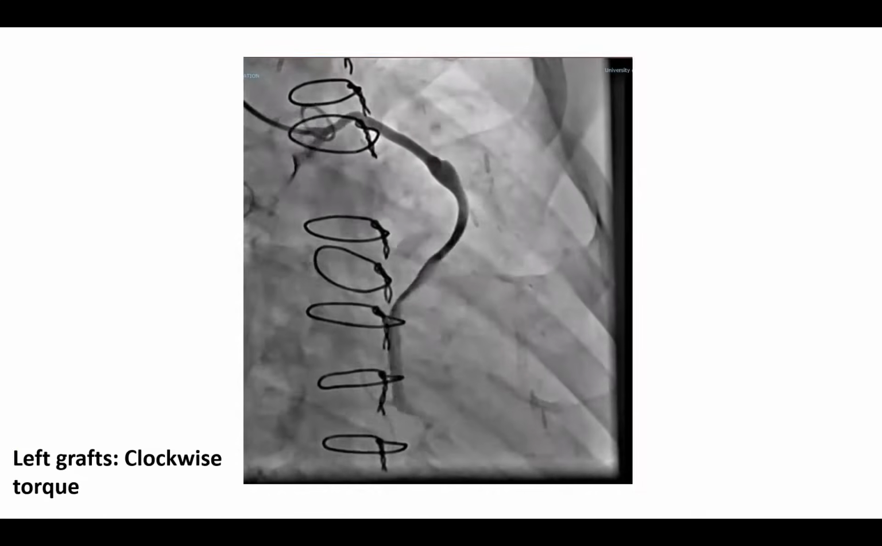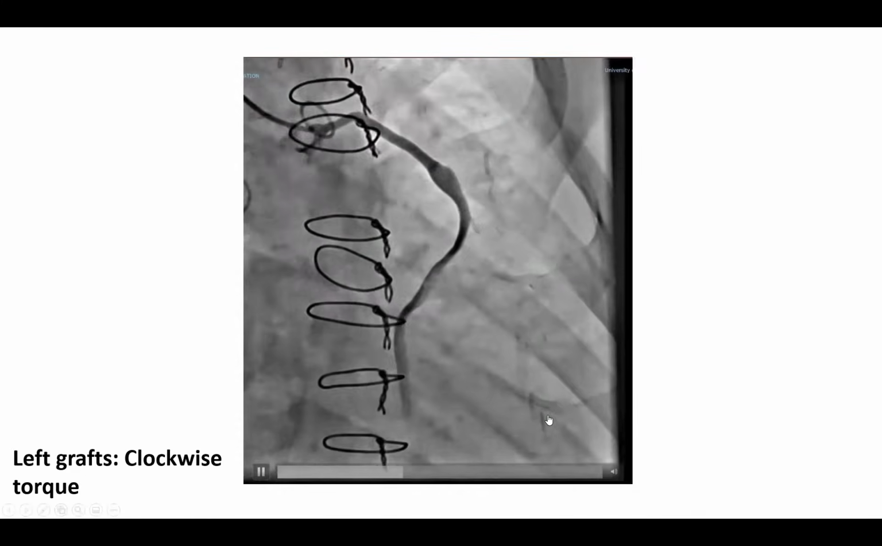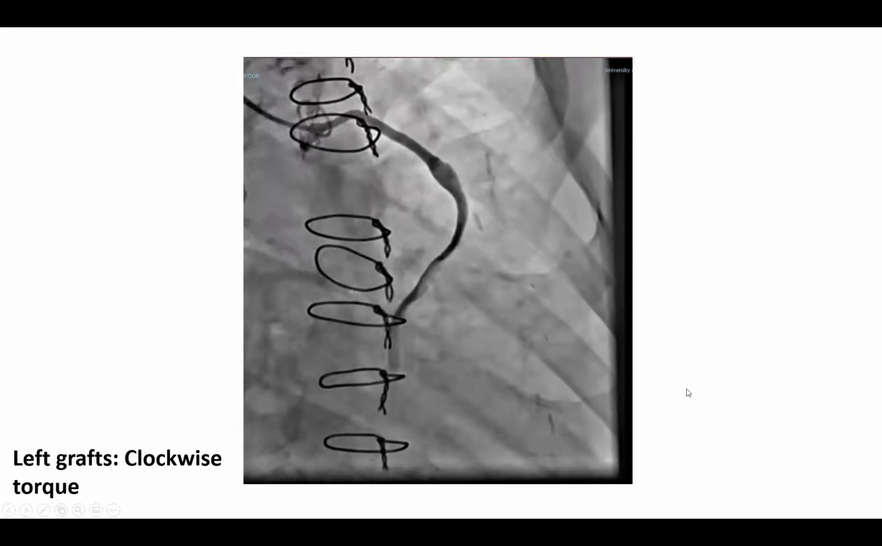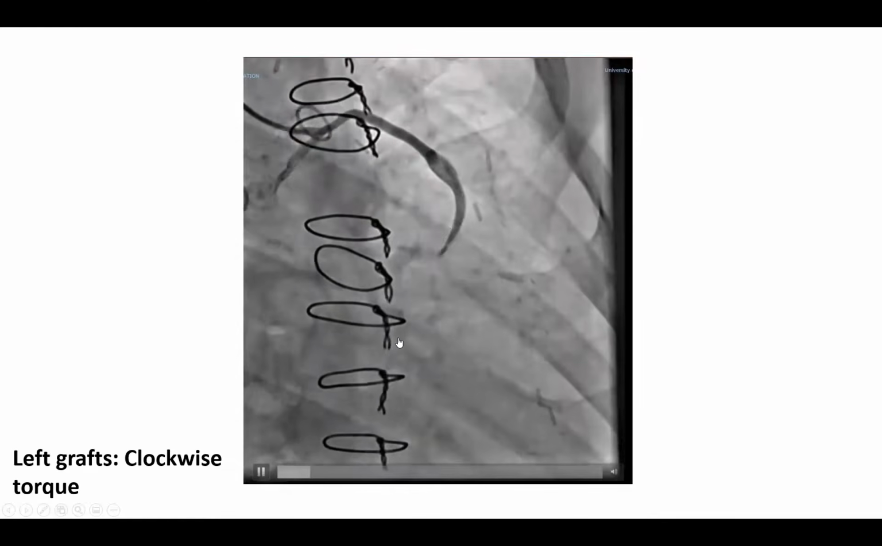So I'll give you general rules for graft. There are two main views for every graft. One view is the view that you use to engage it, which in my case is RAO for the left graft and LAO for the right graft. LAO straight and RAO straight are the views used to engage it. That will generally show you the graft itself, the graft ostium, evidently, since you use it to engage that ostium, and the graft body.